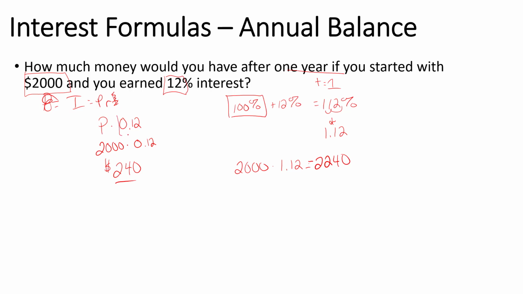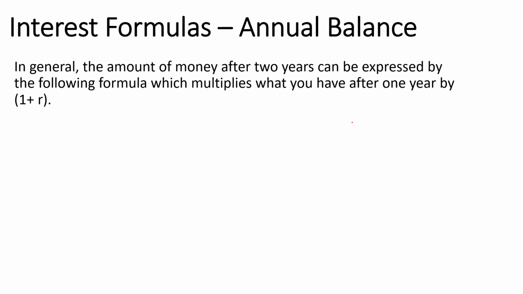Before we were just multiplying by the rate alone. Now we're multiplying by 100 plus 12%. 100 allows for this 2,000 to get calculated into the solution. So, in general, the amount of money after 2 years can be expressed by the following formula, which multiplies what you have after 1 year, which we just said was 2,240, by another 1 plus our rate.